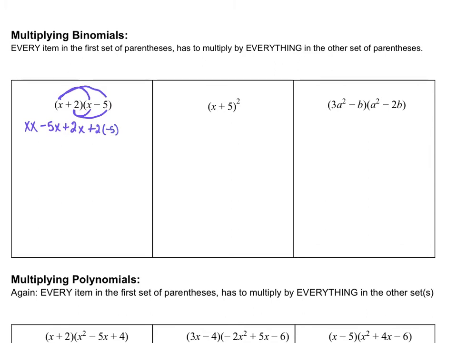So doing some simplifying here, x times x I know is x squared. Negative 5x plus 2x is negative 3x. And then a positive 2 times a negative 5 is negative 10. So I have x squared minus 3x minus 10.